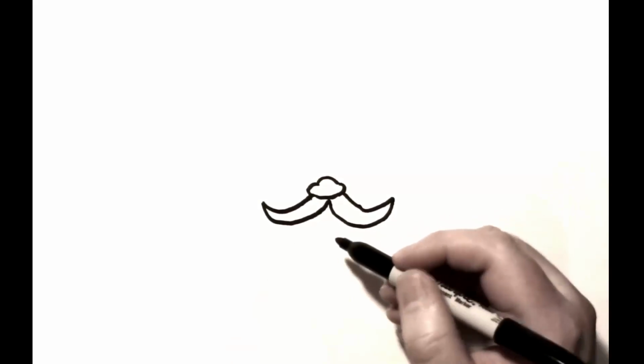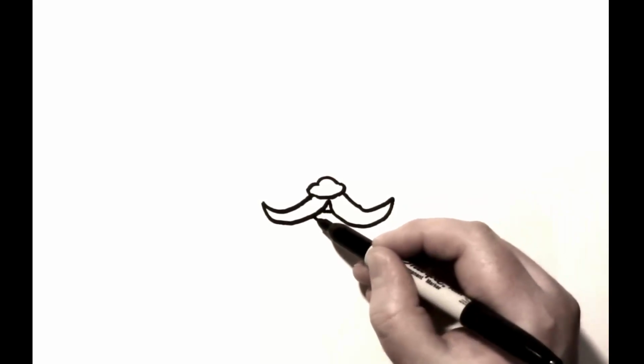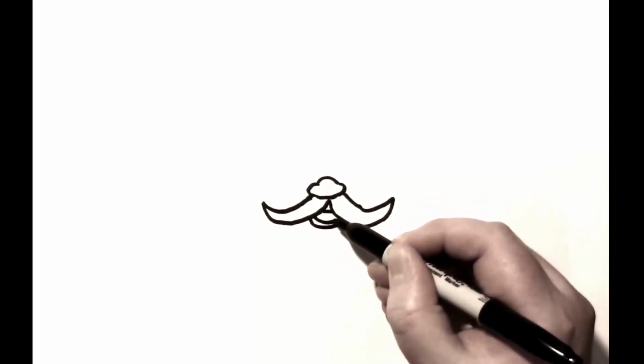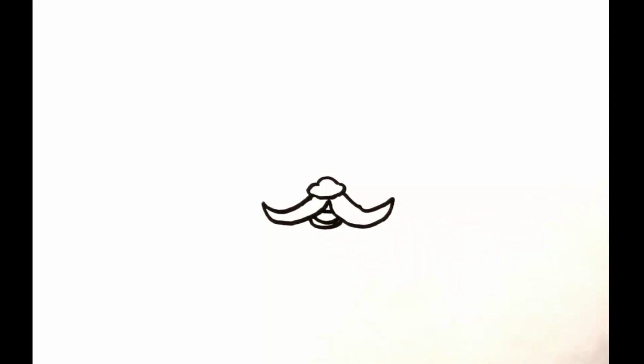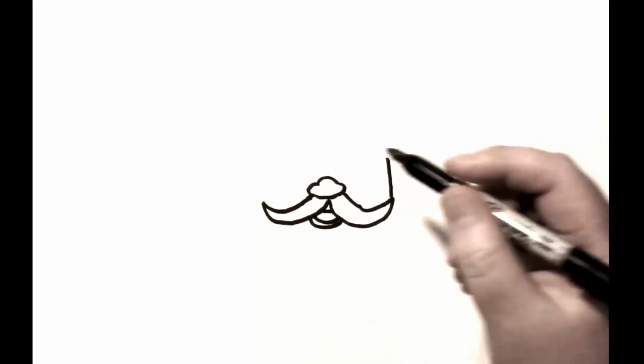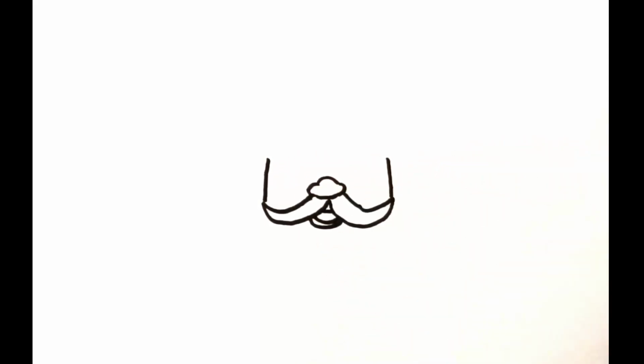The mouth goes beneath the moustache. Draw one straight line for the top lip and two curved lines for the bottom lip. Next comes the sides of the face. Then the beard.